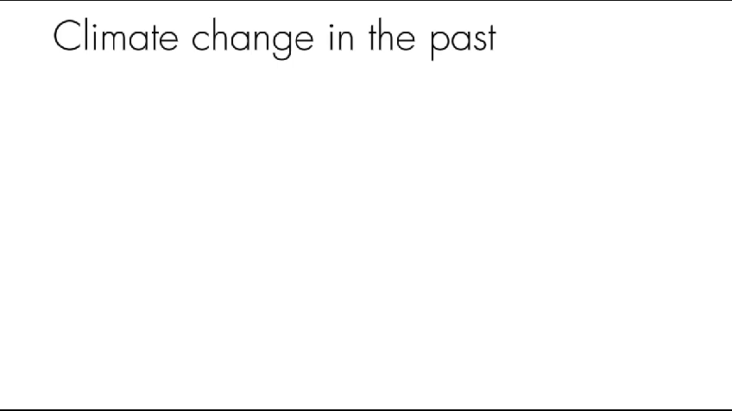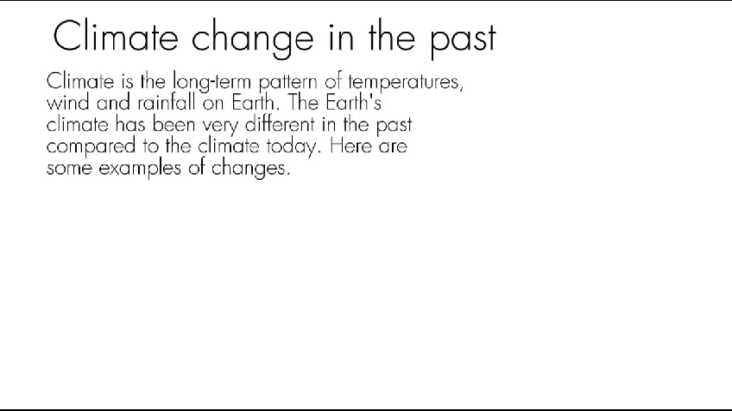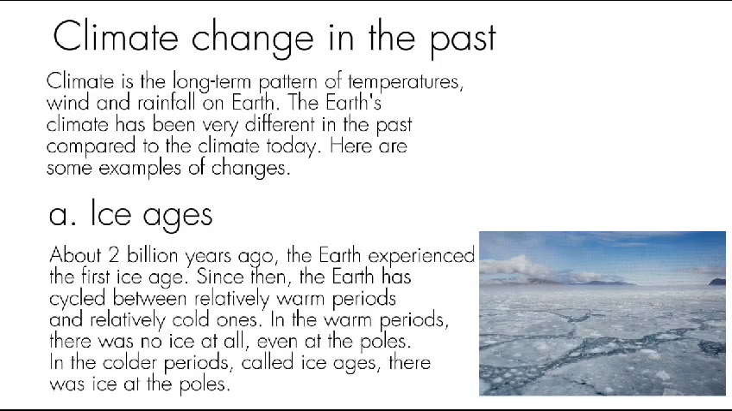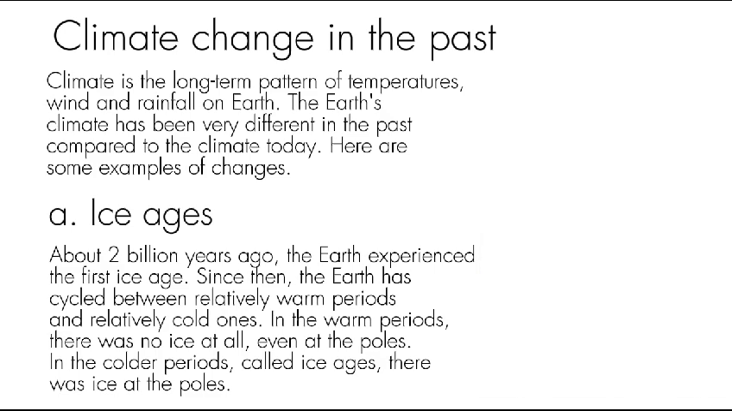Climate change in the past. Climate is the long-term pattern of temperatures, wind, and rainfall on Earth. The Earth's climate has been very different in the past compared to the climate today. Here are some examples of changes. A. Ice ages. About 2 billion years ago, the Earth experienced the first ice age. Since then, the Earth has cycled between relatively warm periods and relatively cold ones. In the warm periods, there was no ice at all, even at the poles. In the colder periods, called ice ages, there was ice at the poles.